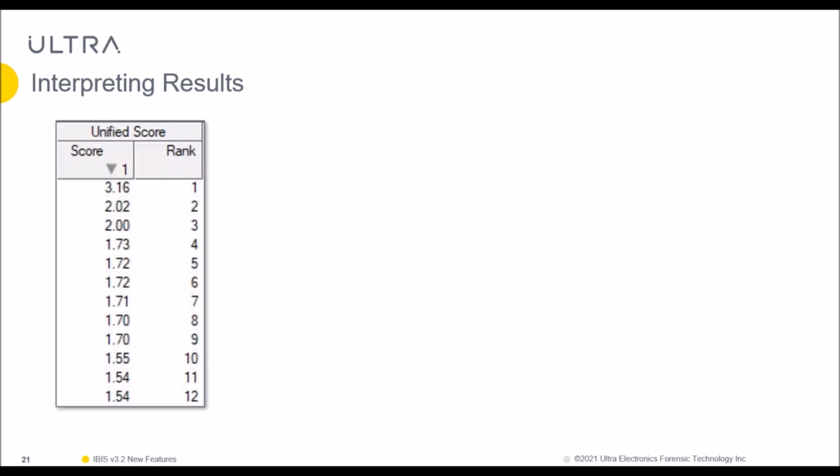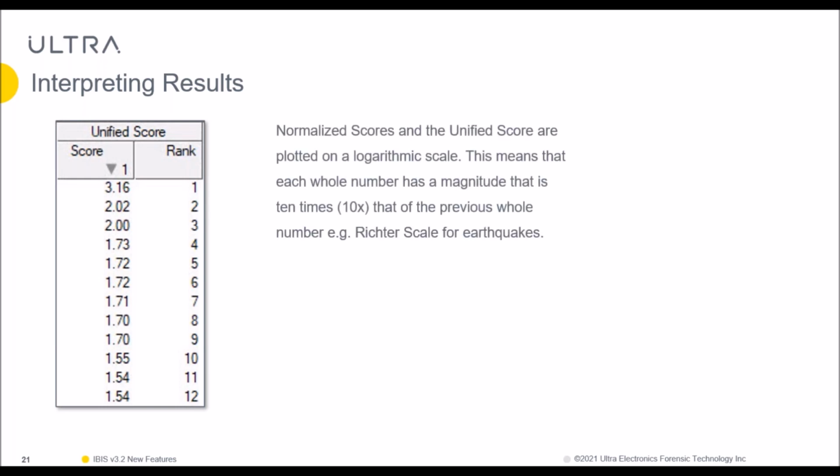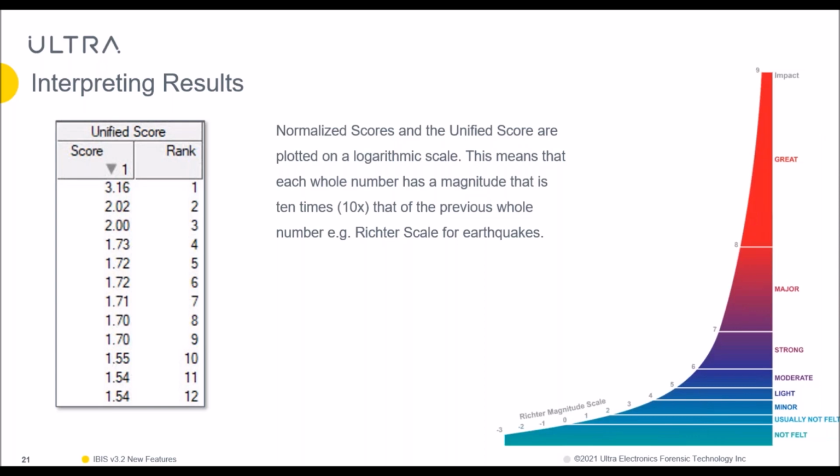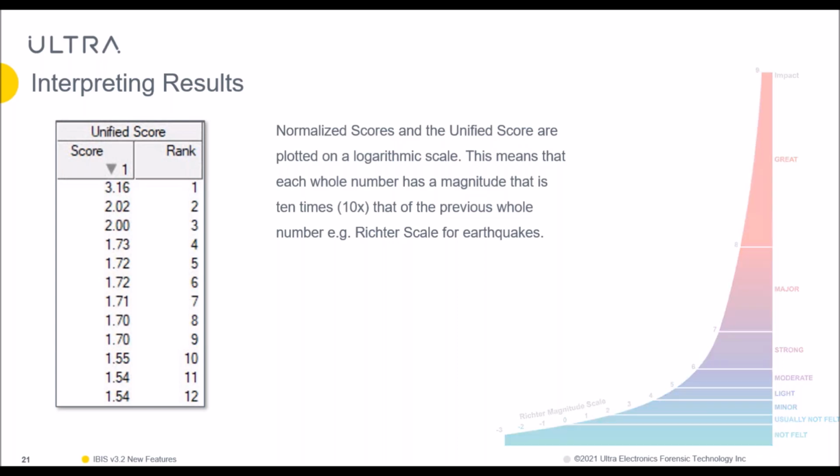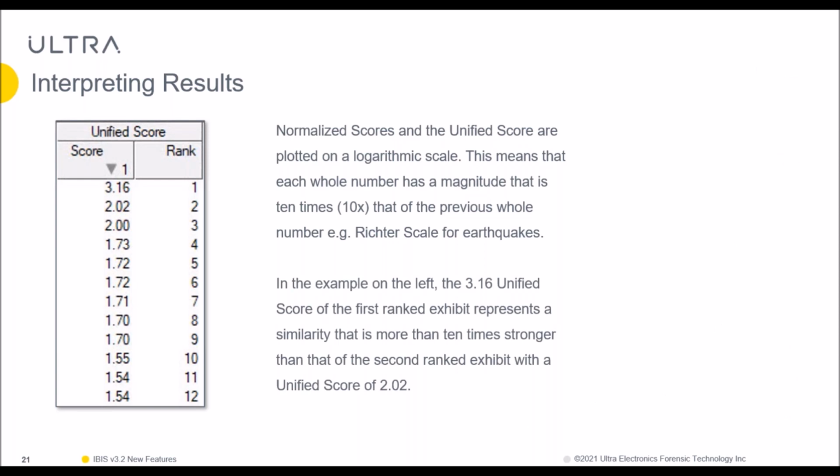Okay, so when it comes to interpreting these results, the normalized scores and the unified scores are plotted on a logarithmic scale. So that means that each whole number has a magnitude of 10 times the previous whole number. So it's very similar to the Richter scale for earthquakes, where an earthquake of 7.0 has 10 times the magnitude of a 6.0. And likewise, in the exhibit on the left here, the top score of 3.16 represents a similarity more than 10 times stronger than the second ranked exhibit, which had a unified score of 2.02.